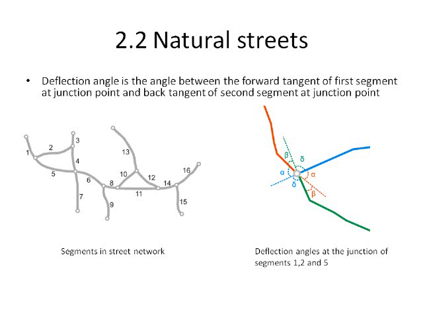To understand a natural street, we give an example of road segments and deflection angle. On the left, we can see there are 16 road segments. They are connected with each other. The small hollow circles are the junctions where two or more segments are connected. On the right is an example of deflection angles at a junction of three segments, 1, 2, and 5. The deflection angle is easy to calculate by means of computational geometry.